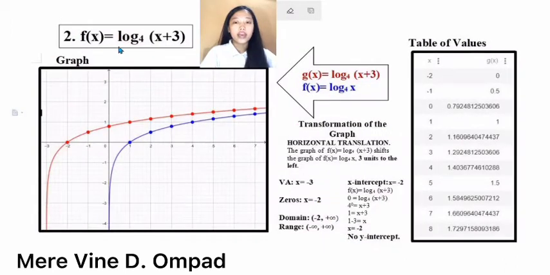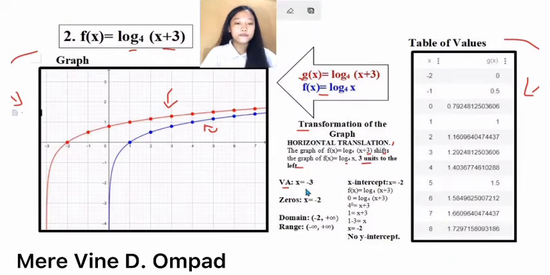Number 2, f of x equals logarithm base 4 of the quantity x plus 3. This is our table of values, and this is our graph. As you can see in our graph, the blue one represents the parent function, and the red one represents our logarithmic function. So, the transformation of the graph is a horizontal translation, which means the graph of f of x equals logarithm base 4 of the quantity x plus 3 shifts the graph of f of x equals logarithm base 4 of x 3 units to the left.